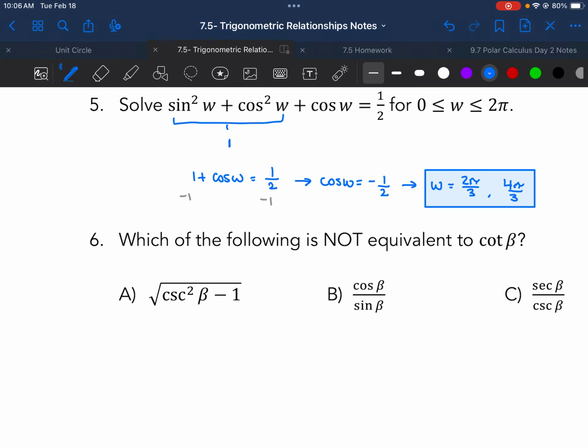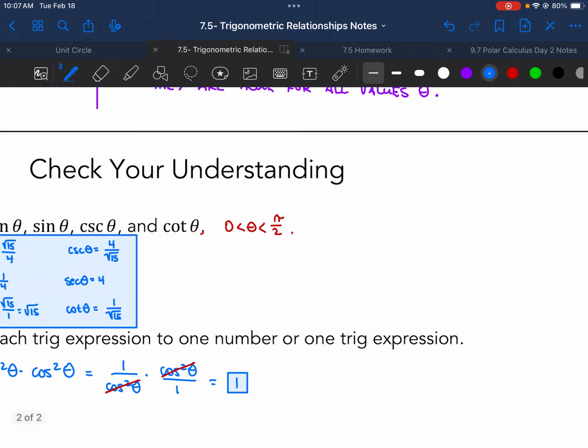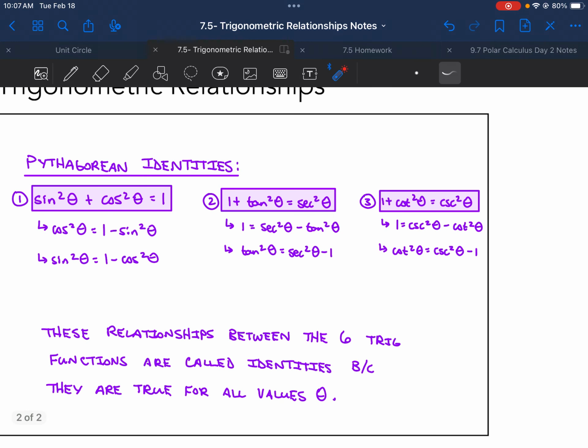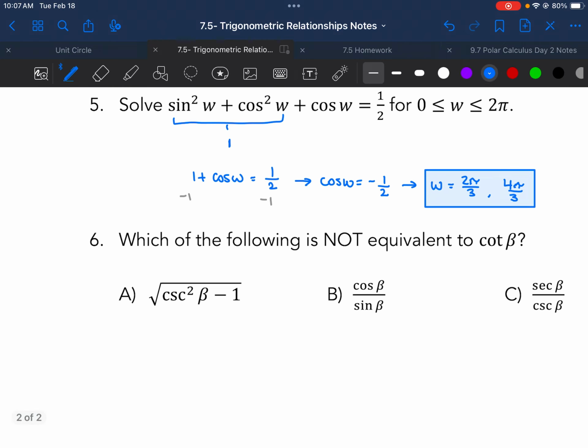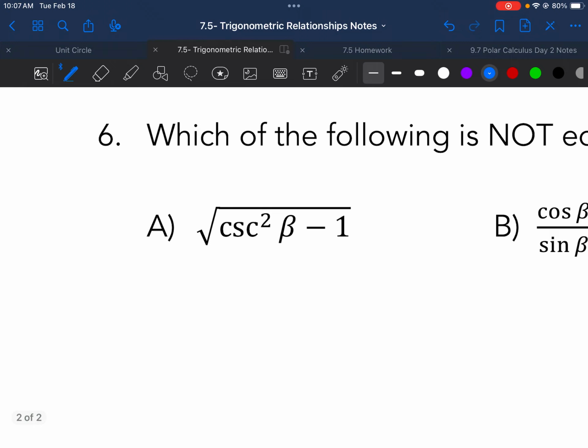Cosecant squared of beta minus 1. So this is using this trig identity right here, 1 plus cotangent squared of theta equals cosecant squared of theta, or this one right here: cotangent squared of theta equals cosecant squared of theta minus 1. Okay, it's using that one. Let's just go through the whole thing.